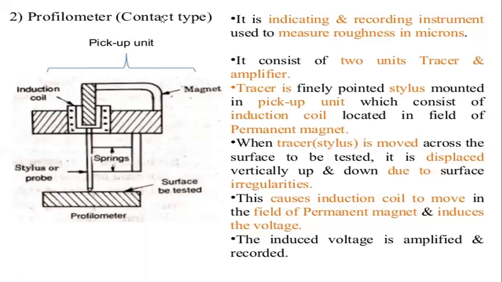Firstly, the tracer is a finely pointed stylus mounted in the pickup unit. So this tracer is the finely pointed stylus. The stylus is spherical in shape at the end, like a ballpoint pen or a ball bearing. Whenever we see a ball bearing, it touches the surface at only one point of contact. Therefore, this type of stylus also has one type of contact, that is the ball type.